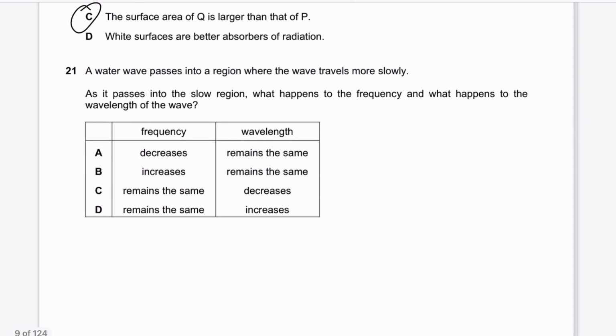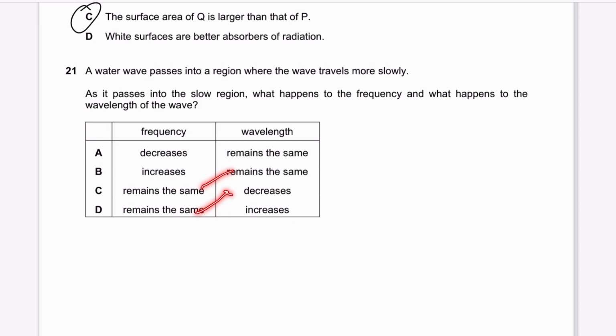21. A water wave passes into a region where the water travels more slowly. As it passes into the slow region, what happens to the frequency and what happens to the wavelength of the wave? We all know that when it changes medium, for example, if we're talking about light waves, the speed and the wavelength change, lekin what happens to the frequency? वो तो same ही रहेगी ना. The frequency will always be same. So the frequency always remains the same.